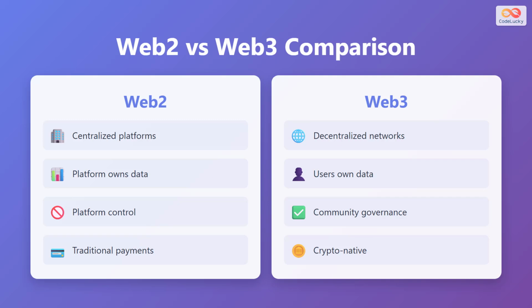The differences between Web 2 and Web 3 are striking. Web 2 relies on centralized platforms like Facebook or Google that own and control your data. They decide what you can post, who sees it, and how it's monetized. Payments go through traditional financial systems with fees and restrictions. Web 3 flips this model. It uses decentralized networks where users own their data. Communities govern platforms through voting mechanisms. And everything is crypto-native with peer-to-peer transactions. It's a fundamental power shift from corporations to individuals.